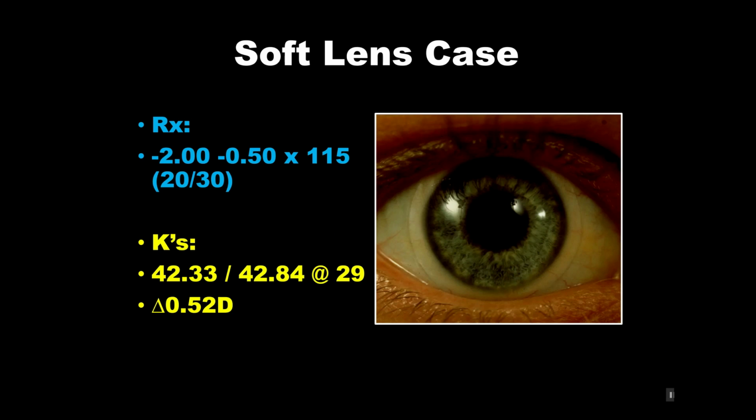Now, here's the Rx: -2.50 axis 115 with 20/30 best corrected VA. So not the best possible vision from the phoropter, but pretty normal K readings, 42.33 by 42.84, only about a half diopter of corneal astigmatism. So nothing too interesting in the K readings, but it is curious that this patient can achieve better vision than 20/30.